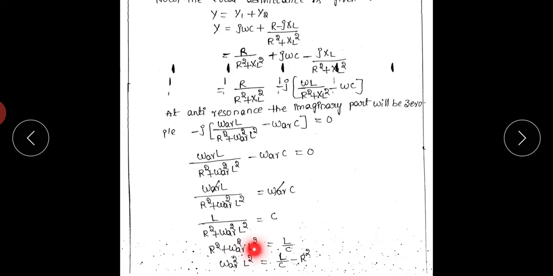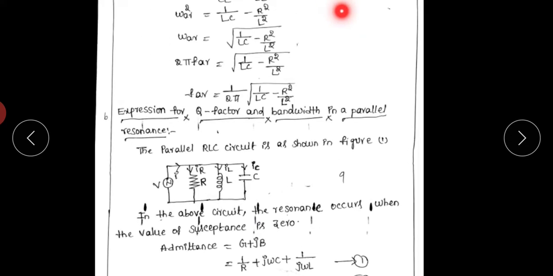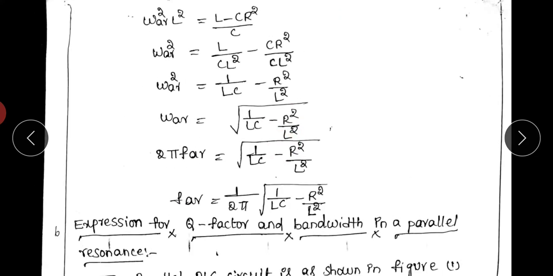Or R square plus omega_ar square into L square equals L by C. Omega_ar square into L square equals L by C minus R square. So the next equation: omega_ar square into L square equals (L minus C R square) by C. Omega_ar square equals L by C L square minus C R square by C L square. Omega_ar square equals 1 by LC minus R square by L square, or omega_ar equals square root of 1 by LC minus R square by L square.